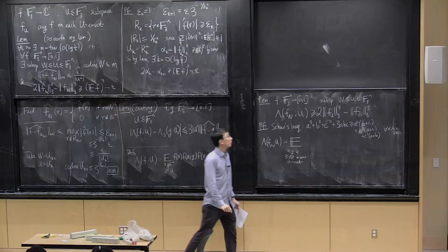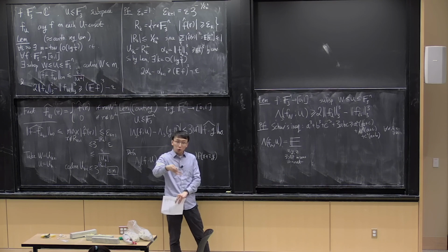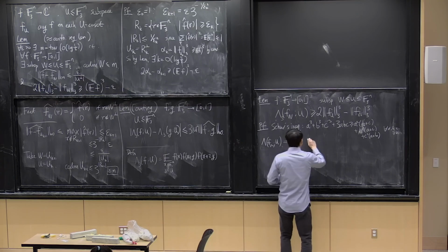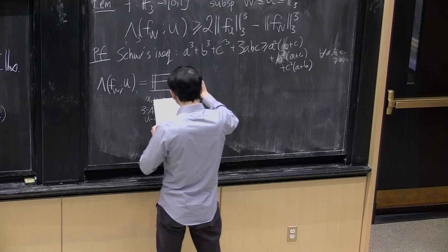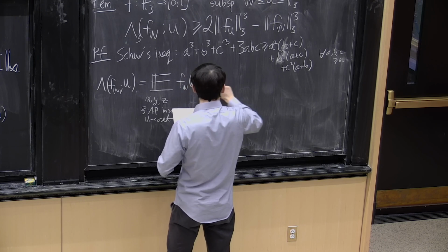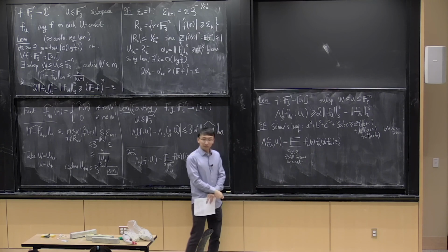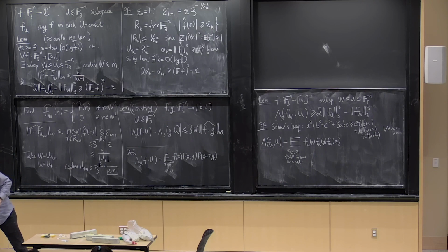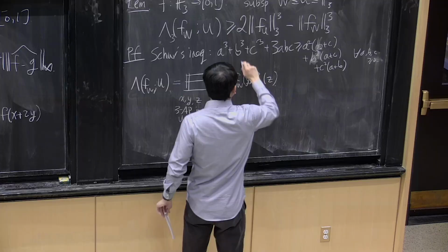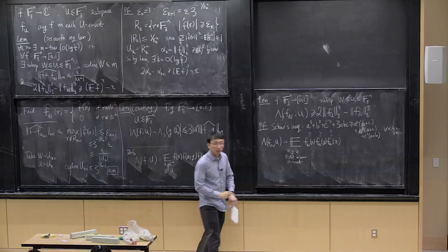Okay, so I'm counting 3 APs with common difference restricted to U. So common 3 APs in the same U coset. And I am looking at the product of f sub w evaluated on this 3 AP. So what I would like to do now is apply Schur's inequality to a, b, and c being these three numbers.